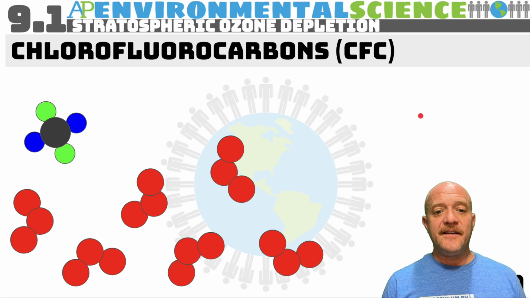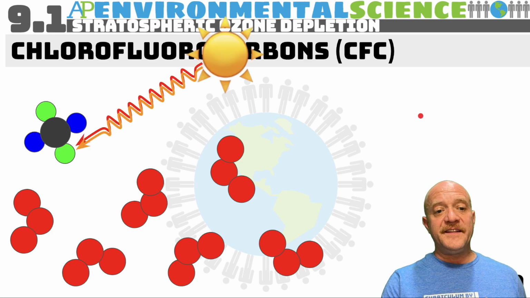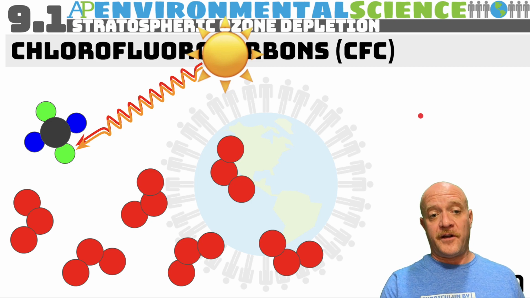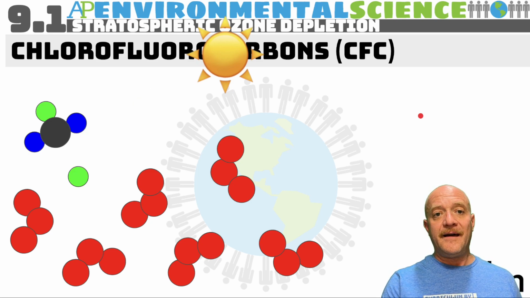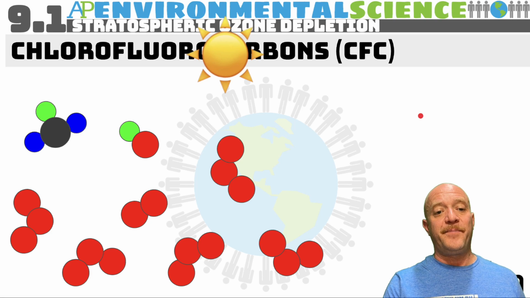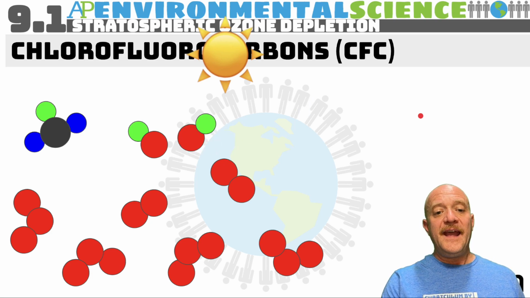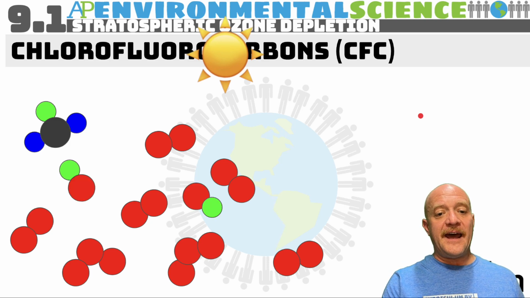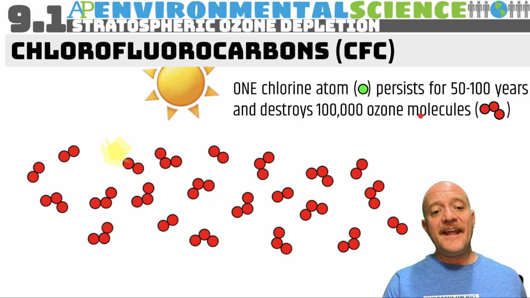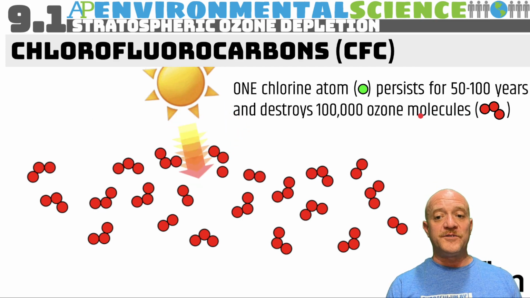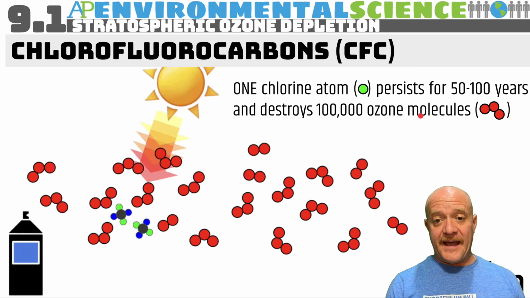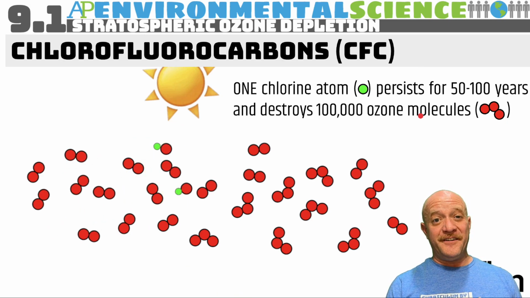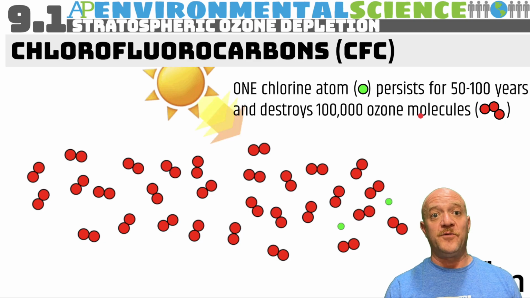Now, CFCs are very damaging because when the sun hits the chlorofluorocarbon, it releases a chlorine atom, and that chlorine atom is very disruptive because it can break apart the ozone and cause the ozone to dissociate and make oxygen. And remember, oxygen is very stable. These chlorine atoms work very fast, and they can destroy a whole bunch of ozone molecules. In fact, one chlorine atom can persist for 50 to 100 years, and it can destroy 100,000 ozone molecules.